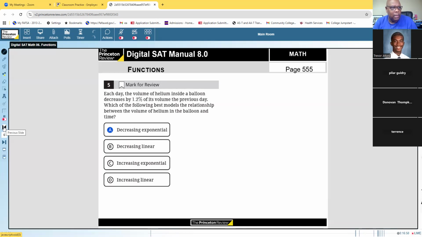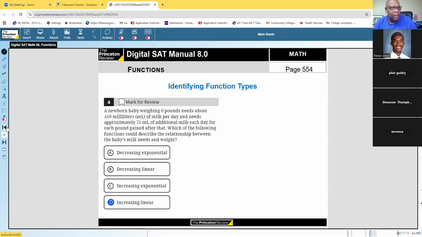So we'll read number 5. Terrence? Okay, I got you. Each day, the volume of helium inside a balloon decreases by 1.2% of its volume the previous day. Which of the following best models the relationship between the volume of helium in the balloon and time? Okay. Now go back and read this problem, which you got right, right? Yeah, I got that one right. Okay, read that problem out loud.